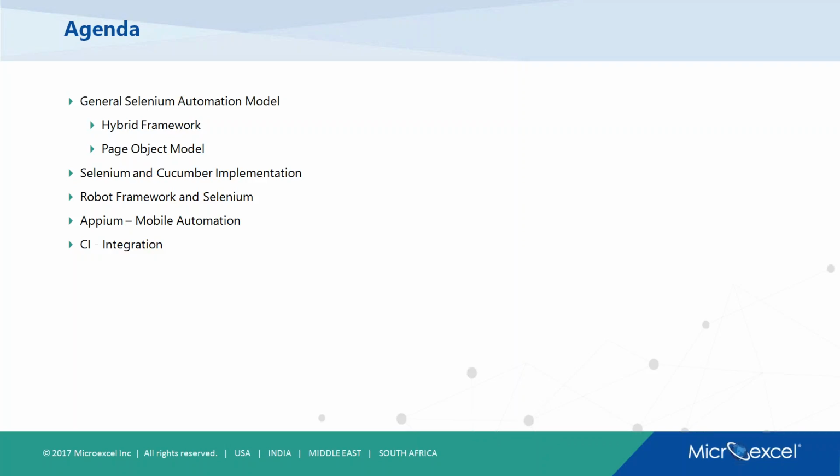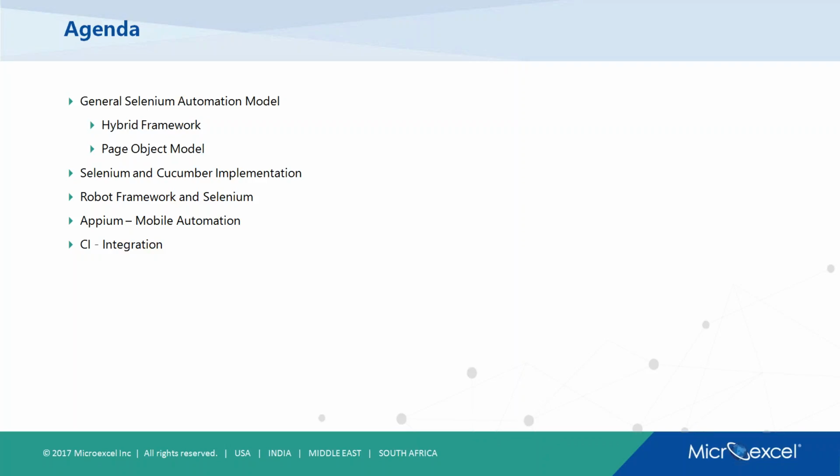First I will start with the general Selenium automation model, and I will talk about two frameworks which are widely used in a Selenium model, hybrid and page object model. Next I will speak about how we can combine the Selenium and Cucumber implementation in a BDD environment. Then we will talk about a robot framework, which is a Google framework, and it has many advantages in terms of providing an interface to the user. It requires minimal coding. So we will see how we can use that with Selenium.